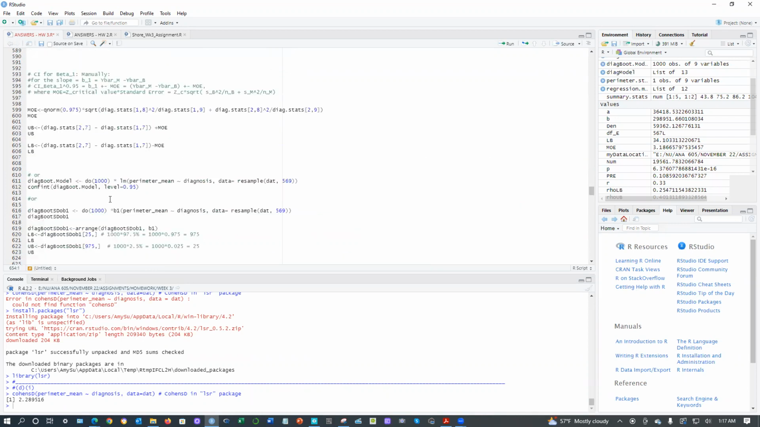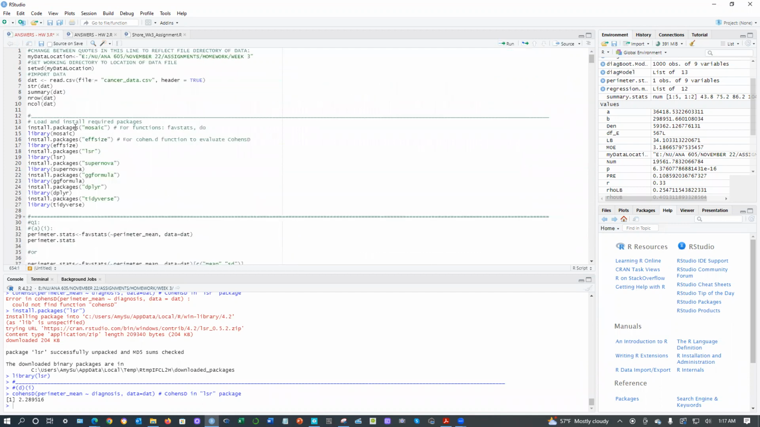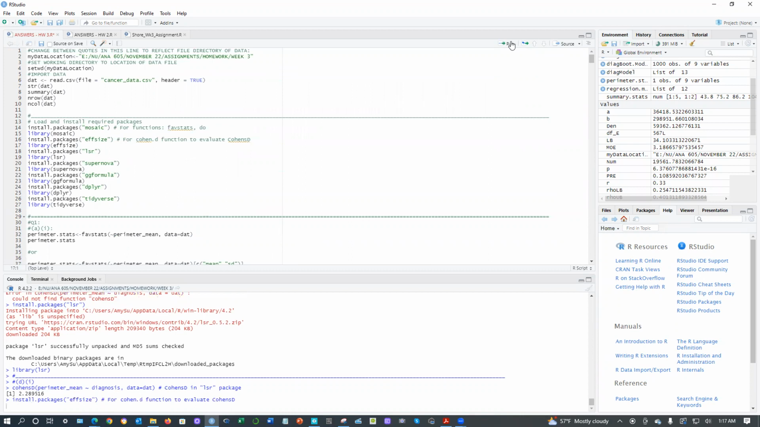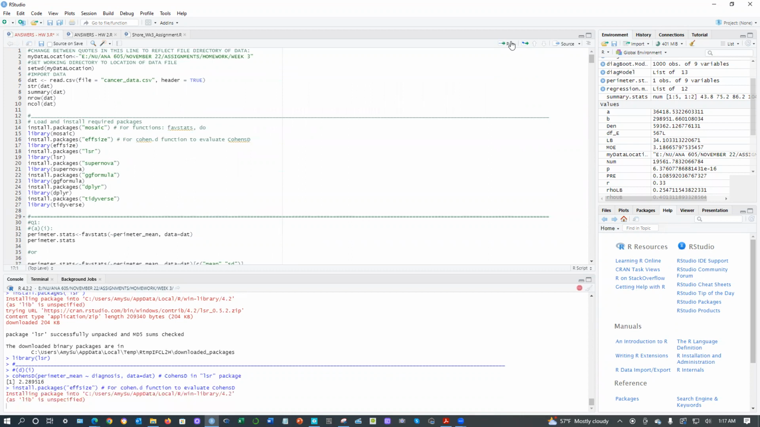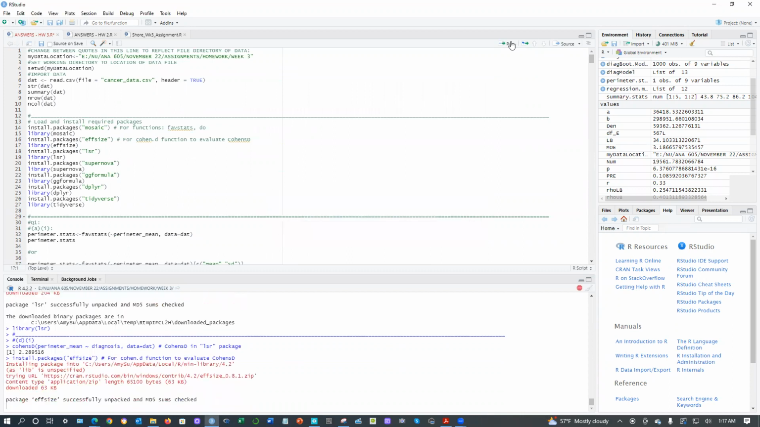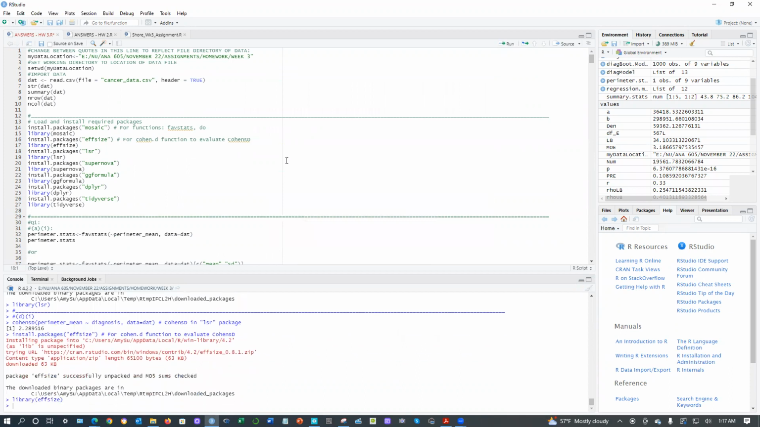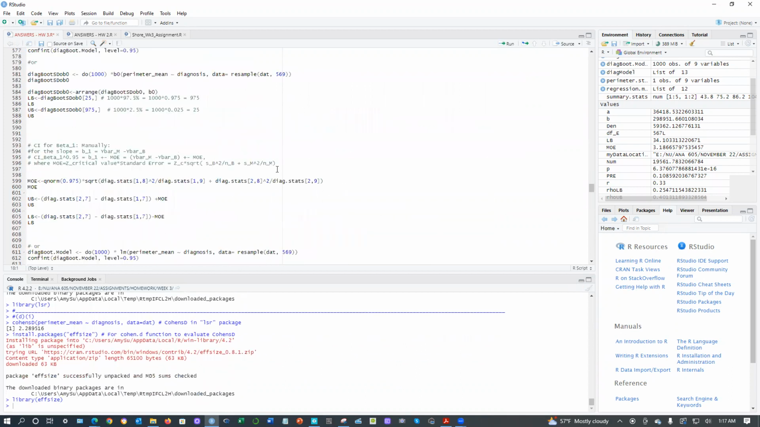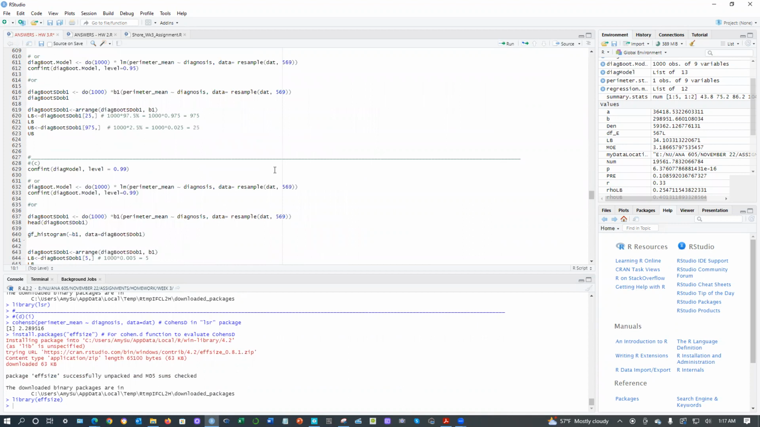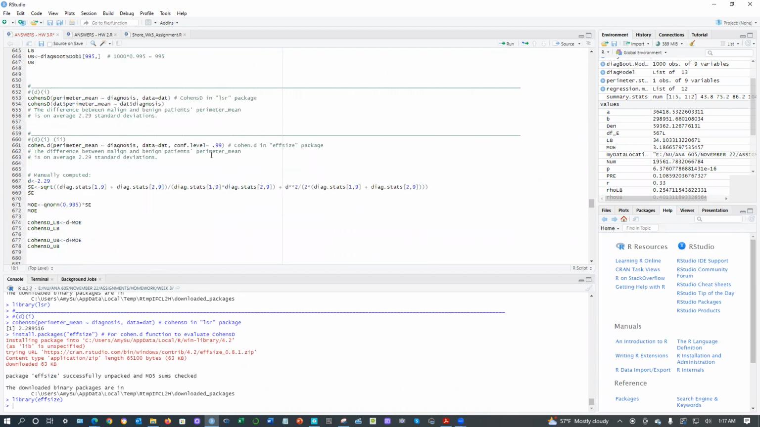Effect size. Okay, I'm going to go back to here, Cohen's D. I'm on question number 4, part D, Roman numeral 1.